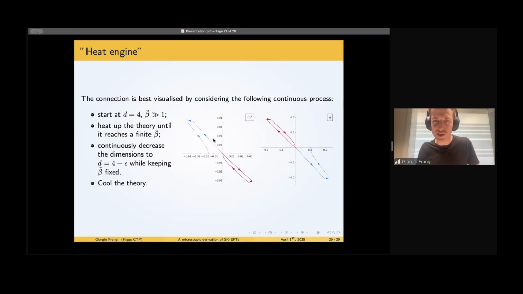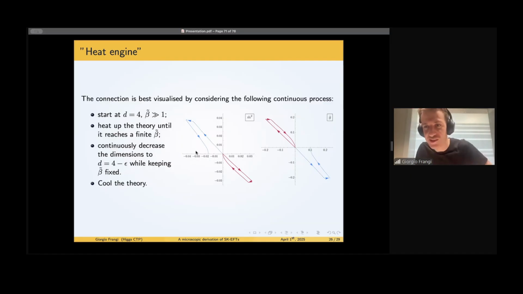Which means that these 2 fixed points get away from the Gaussian fixed point. Then you stop at a given temperature. You lower continuously the dimension, and then you cool the theory back. So they draw these kind of nice pictures.